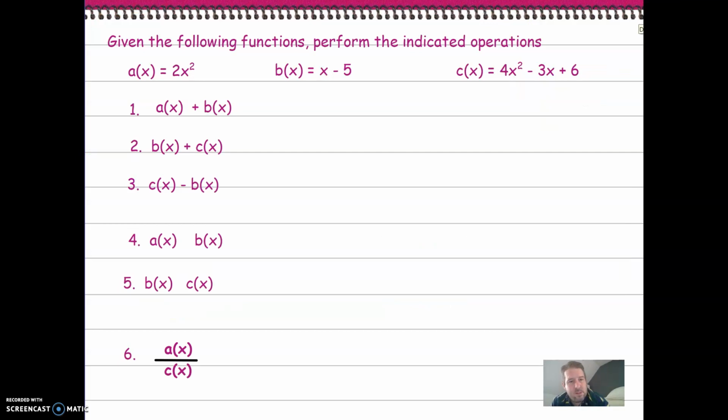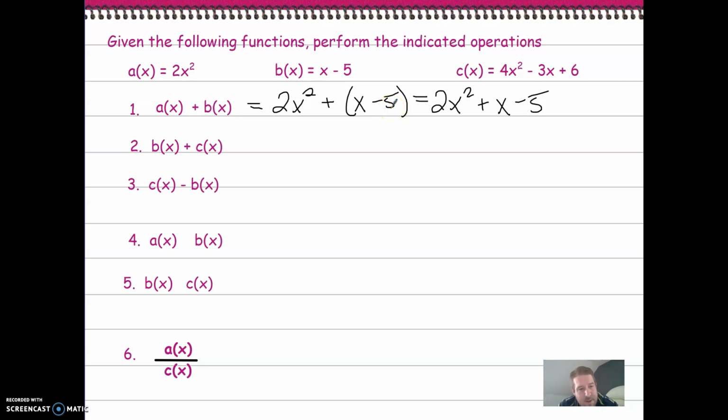Okay, so first, we're going to perform some indicated operations. You might have done this in Algebra 2, which is just adding and subtracting two functions. So we have a of x and b of x and c of x, three different functions. We're going to combine these two. So we have 2x squared is a of x, and we're going to add it to x minus 5, which I really didn't need to put parentheses. I'm just going to do it for the time being. Combine like terms. So we have 2x squared plus x minus 5, because all three of these terms are different, so therefore you can't add or subtract them.